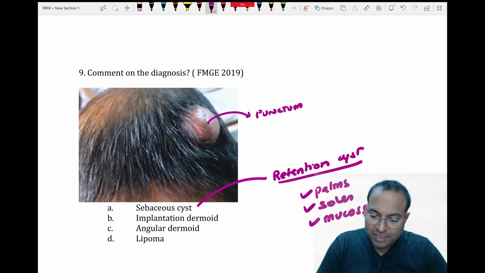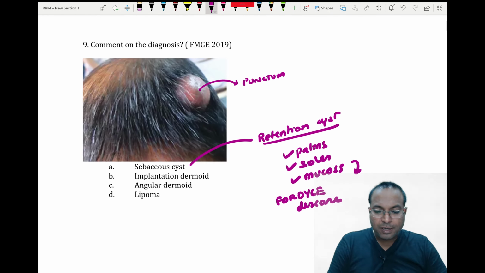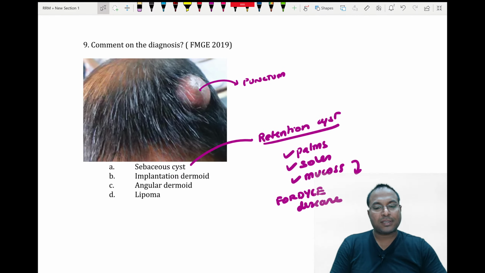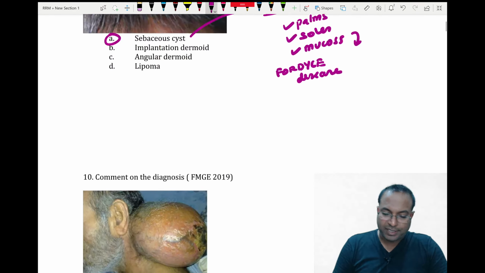If you are seeing a sebaceous cyst in the mucosa, it is known as Fordyce's disease in the lips. The sebaceous tissue in the lip is known as Fordyce's disease. So please remember, sebaceous cyst is a highly expected image based question for your exam.